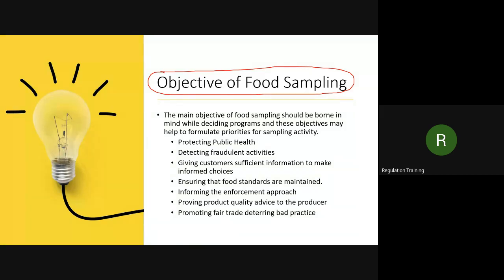Now, why is this important to understand? When you become a food safety officer, many food safety officers may have bad intentions. They want to take some personal grudge, so they will go and lift the sample. That is not the objective. Collecting samples to create fear in the market is not the objective. Understood? The main objective is to protect public health.